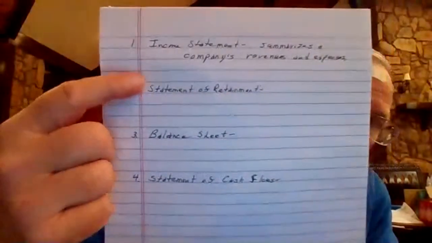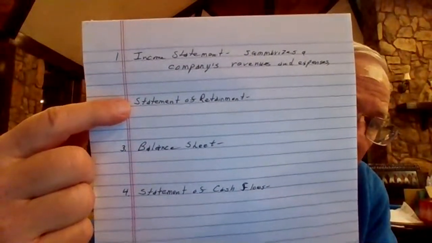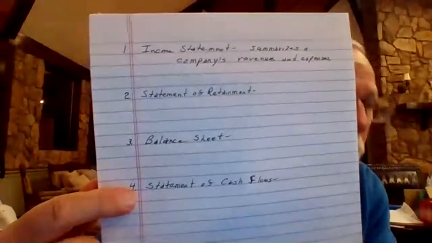One of the things we have to finish up in Chapter 1 is talking about the financial statements. There are 4 of them. First one is the income statement up here. Second is the statement of retained earnings. The third one is the balance sheet. The fourth one is the statement of cash flows.